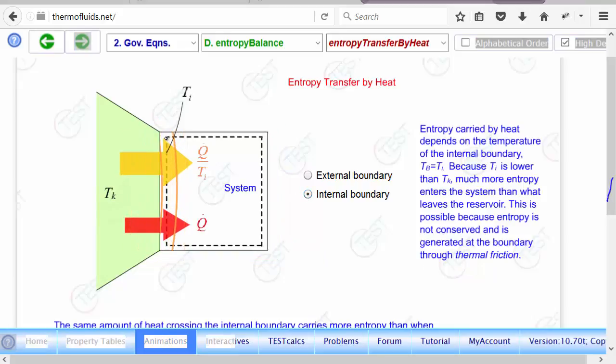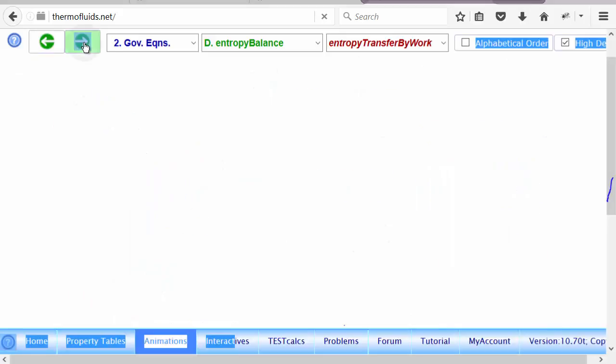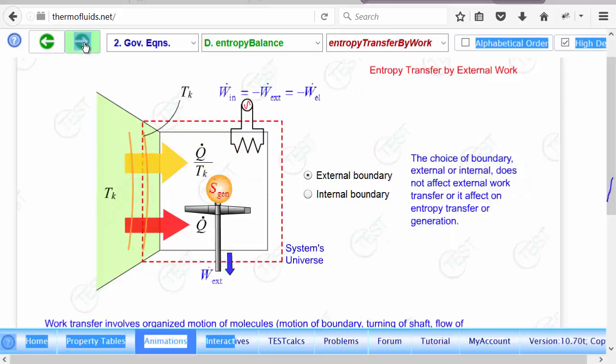If somebody picks a different boundary, it's called an internal boundary. In that case, the same Q dot, the same heat, is crossing the boundary. However, the temperature is different, so therefore a different amount of entropy will be crossing the boundary. This is something that we'll explore later on again. Finally, entropy can be generated, as I explained. In this case, the paddle wheel is causing a lot of friction.